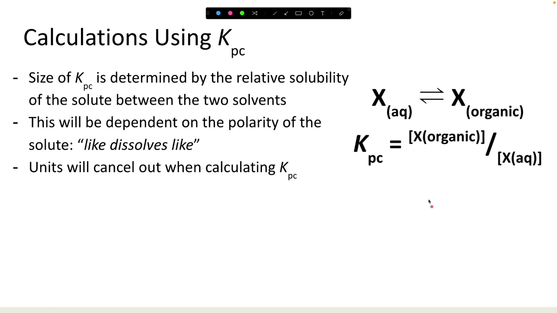We're going to have moles per decimetre cubed for the organic layer and moles per decimetre cubed for the aqueous layer. That's going to cancel out. We're going to have no units.